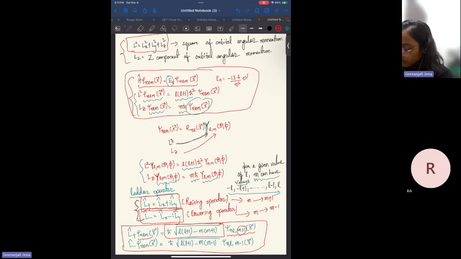Similarly, when the lowering operator acts on this psi NLM, you get h-cut root of L plus 1 minus M times M minus 1, with a different state where the magnetic quantum number gets reduced by 1. So instead of M, now you have M minus 1. So these are the basic concepts related to the hydrogen atom. Now let's start solving some problems.